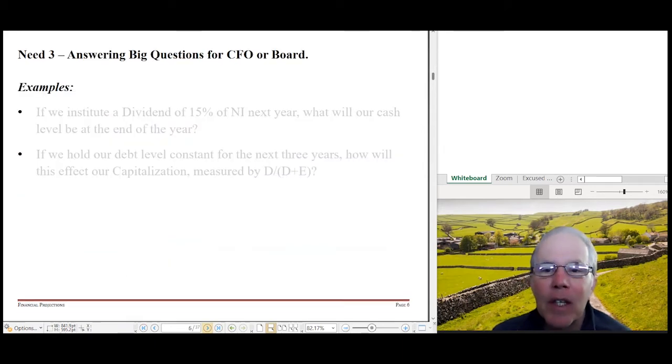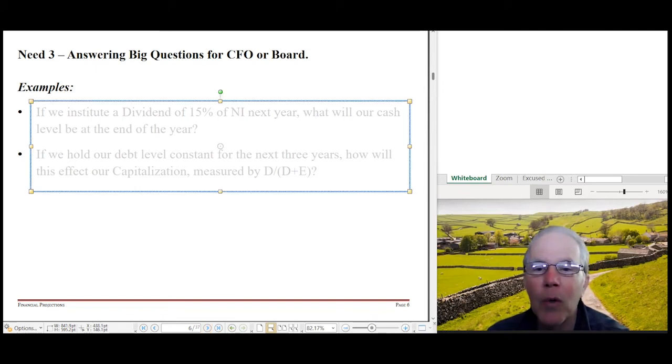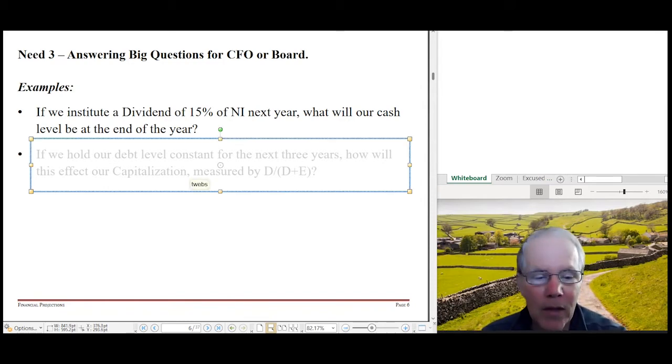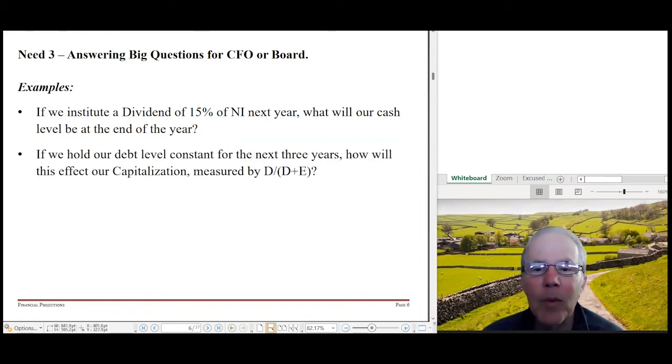And then our third need for pro formas, which comes up very often in the real world inside an entity, is to help answer big questions for the CFO or the CEO or the board. So, for example, we could say, if we institute a dividend of 15% of net income next year, what will that do to our cash level at the end of the year? Pro forma projections help us answer that type of question better than really any other method. Another example would be, what if we hold our debt level constant for the next 3 years? How will this affect our capitalization as measured by debt divided by enterprise value?